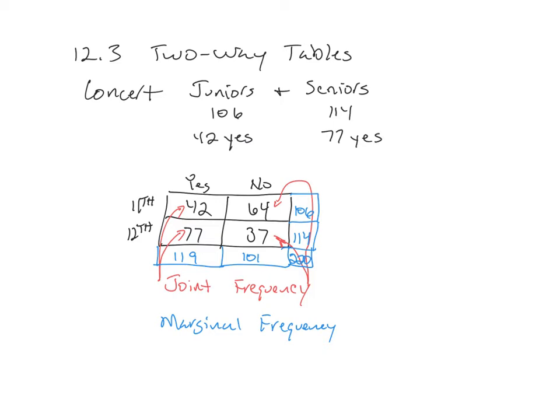So it says in the problem, find and interpret the marginal frequencies. So what do those blue numbers mean? The number of students who said yes, the number that said no, the total of 11th graders, the total of 12th graders, and the grand total is 220. Okay?